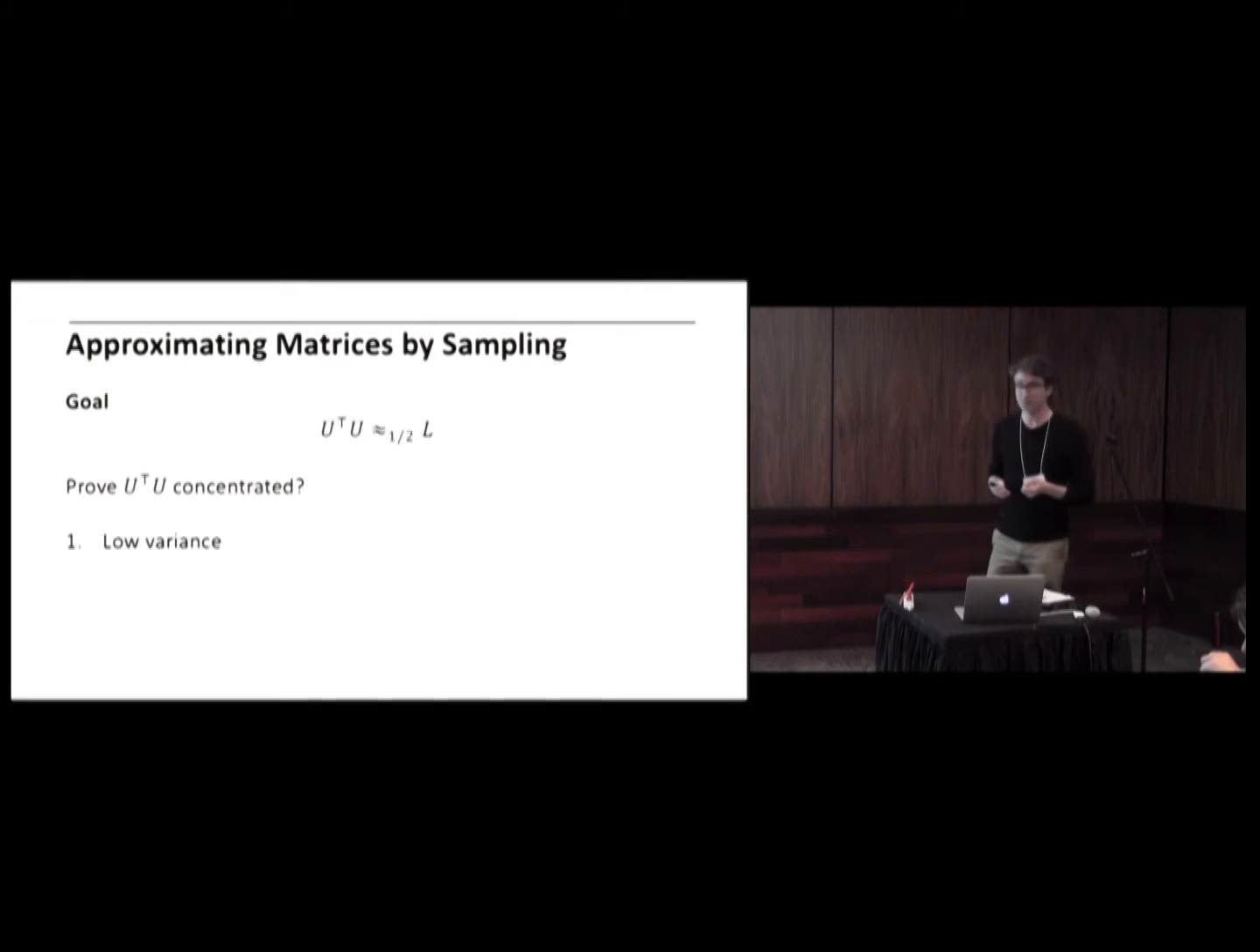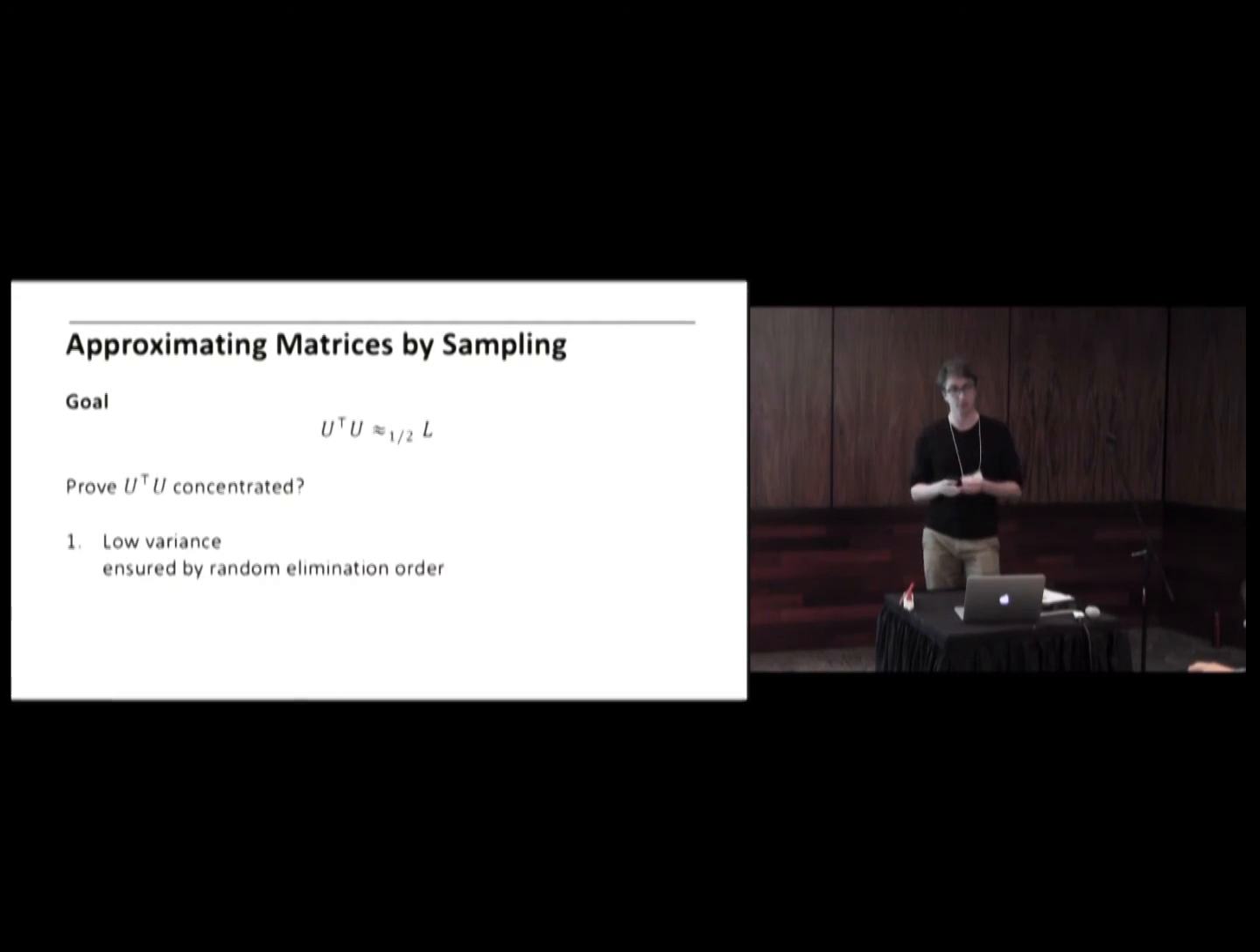So what are the key parts of proving concentration of a matrix? You need that there's low variance in the process. To control the variance, we're crucially using this random elimination ordering. This helps us smooth out the variance of the process across the matrix. So that comes from the random elimination order.